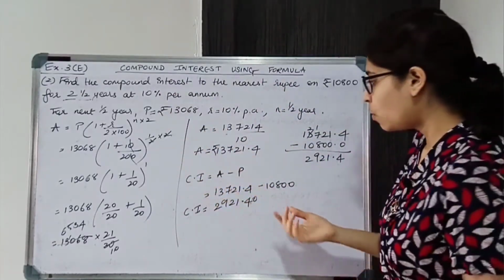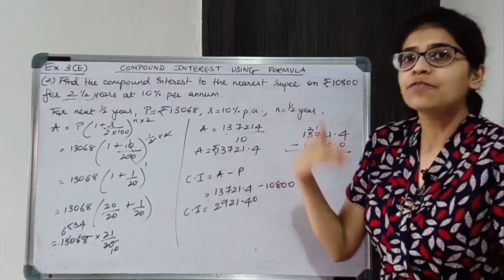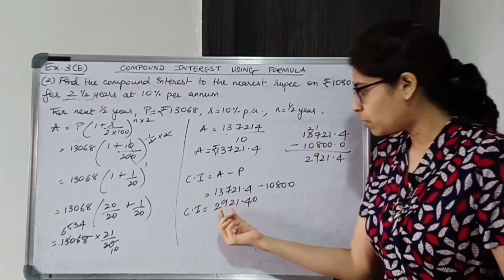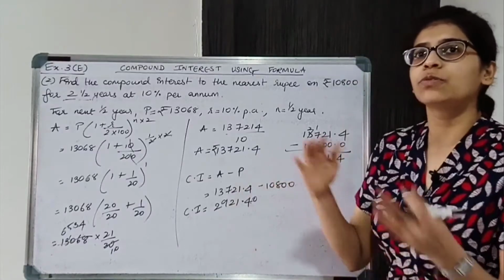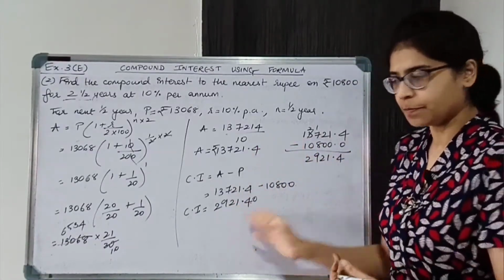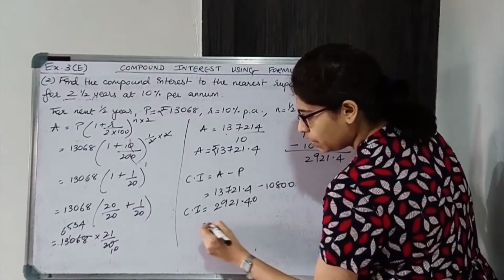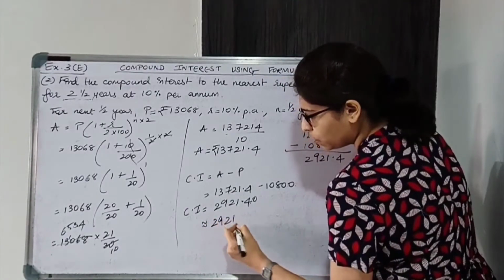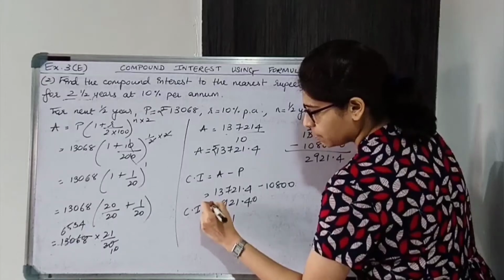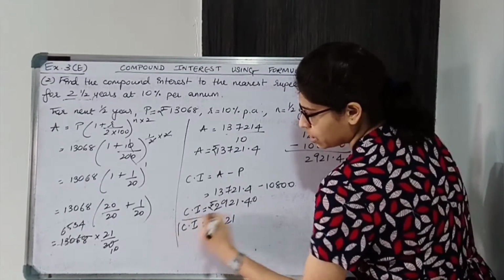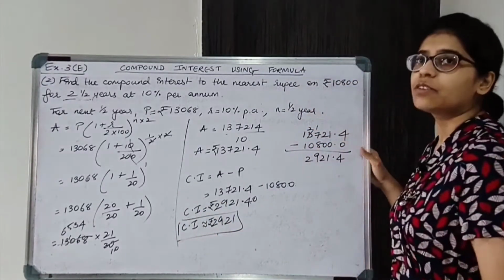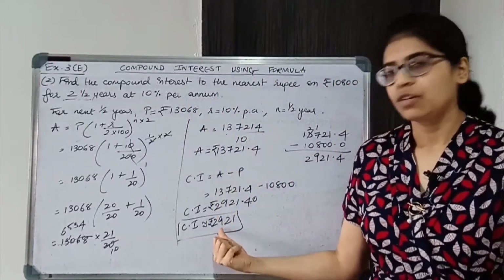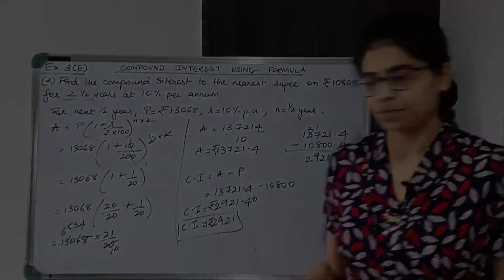Okay, so whenever the number is less than 5, you round it off to the smaller number. Okay, so 2921 we will keep, not 2922. So this will become approximately 2921 rupees. Okay, so box the answer, don't forget the rupee symbol, and write down the final statement. The compound interest to the nearest rupee is rupees 2921.